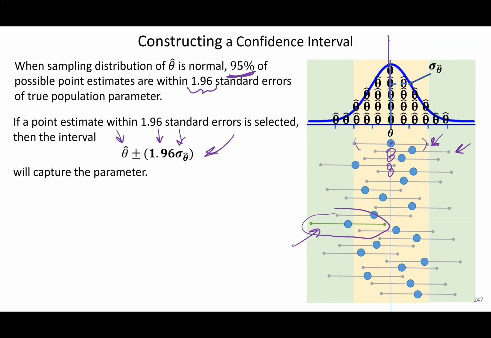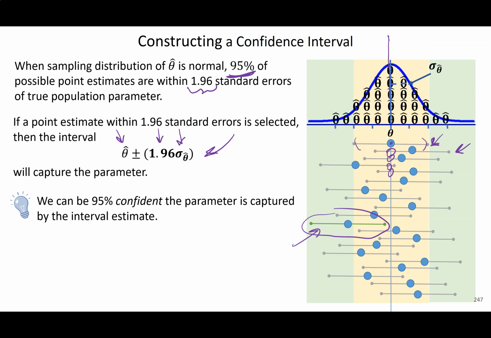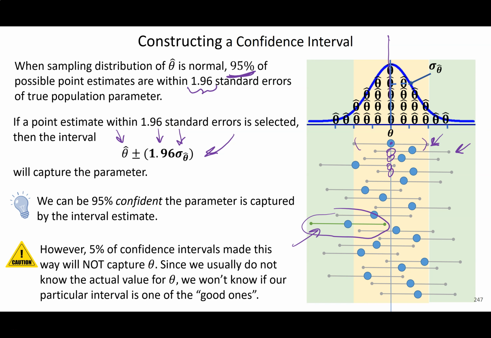It's not ideal, and you can do things like increase your confidence, but there is a trade-off, and we'll talk about that. So we can be 95% confident the parameter is captured by the interval estimate. However, do know that about 5% of the confidence intervals calculated this way from random samples of whatever size are not going to be accurate and capture theta in our interval. We aren't lucky enough most of the time to know if we have one of the good ones.